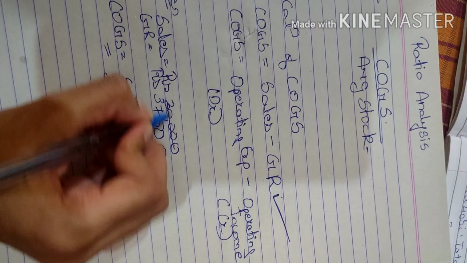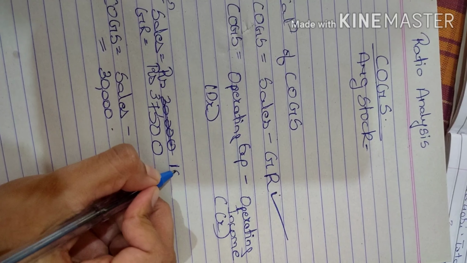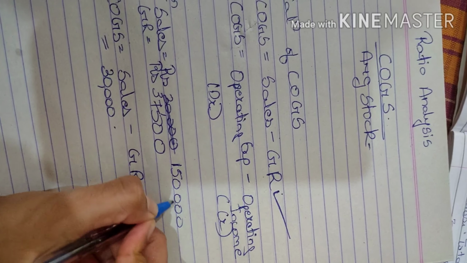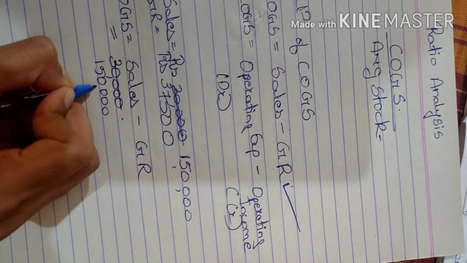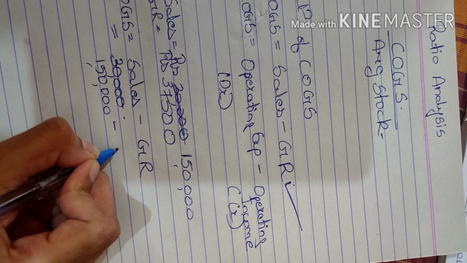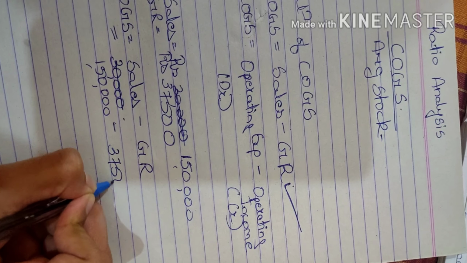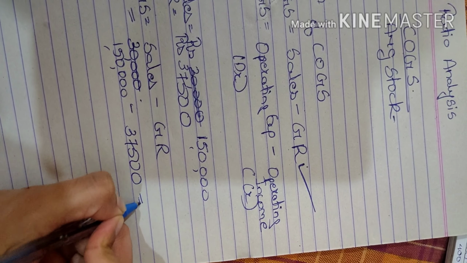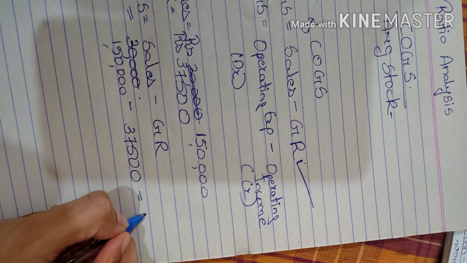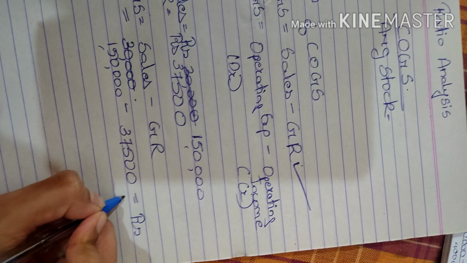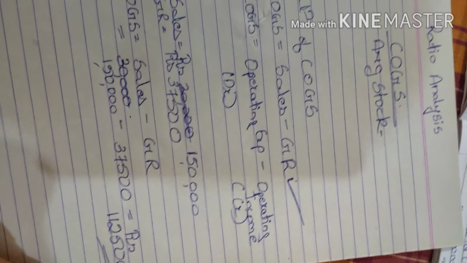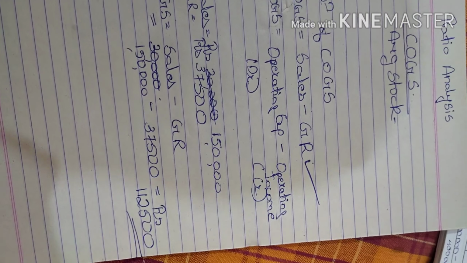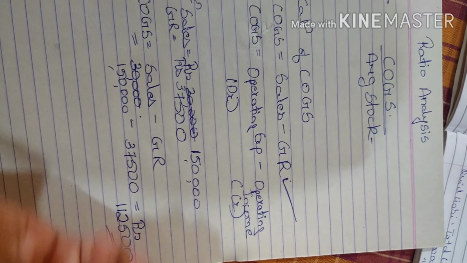sales is 1,50,000. So sales here is 1,50,000 minus gross profit, which is 37,500. You will get your cost of goods sold as rupees 1,12,500. So sales minus gross profit, you will get your cost of goods sold.